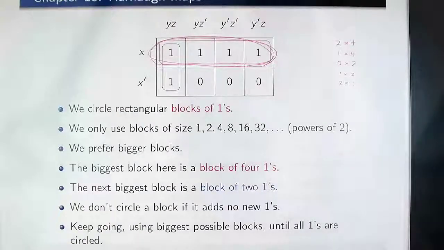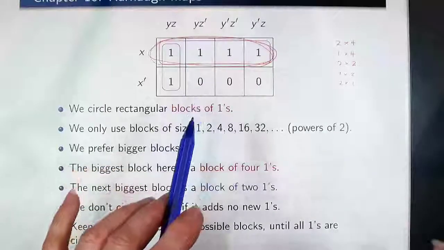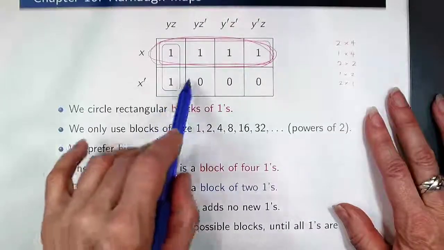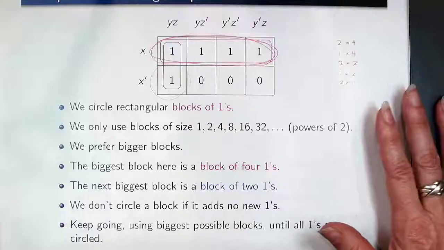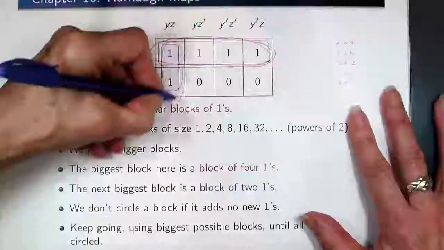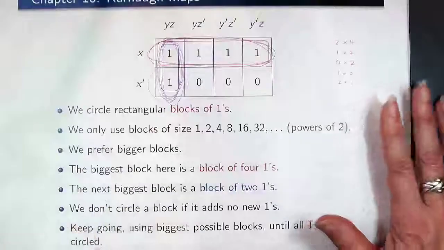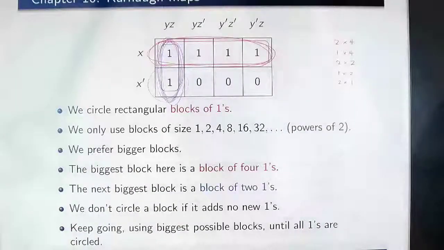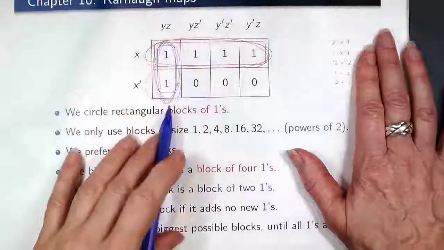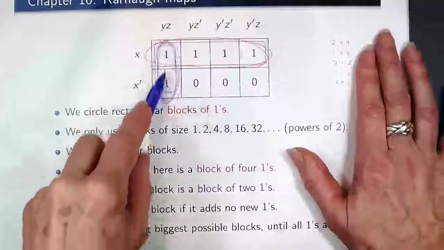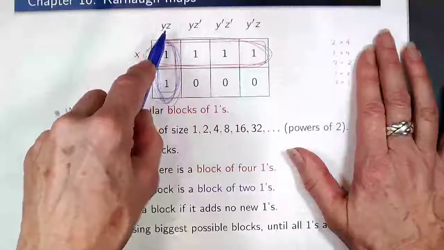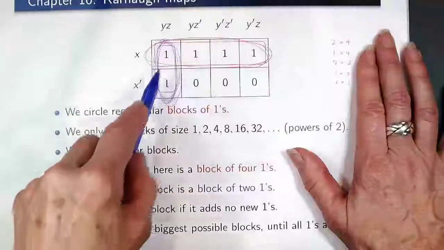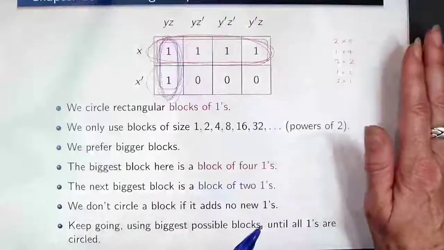Okay, that covers most of our ones, but we've got to make sure we cover all the ones. This one hasn't been covered. Now, I can't cover this with a block of size 4. I don't want to cover it with a block of size 1 because I can cover it by a block of size 2, and a block of size 2 is easier to describe than a block of size 1. Now, what does this say? This says that the function value is 1 whenever I've got yz. As long as y and z are both 1, doesn't matter what x is, the function value is 1.